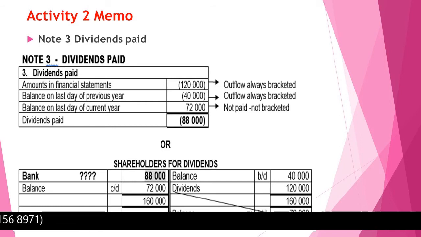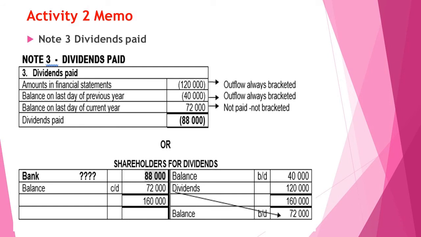Balance on last day of the previous year, which is the balance at the beginning of the accounting period. Remember, the balance at the end of the previous accounting period becomes the balance at the beginning this year, like I showed there on my note, 40,000. It is an outflow, so you should always show this amount in brackets. Then the balance on the last day of this current year, the dividends that we have declared but have not paid, money has not gone out. So it is going to be a positive.